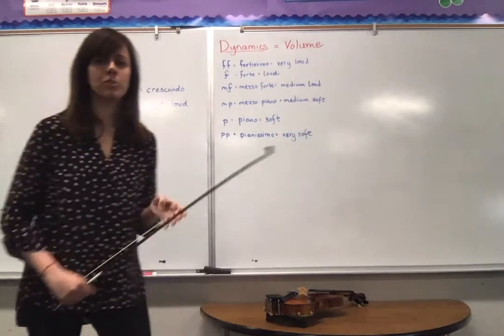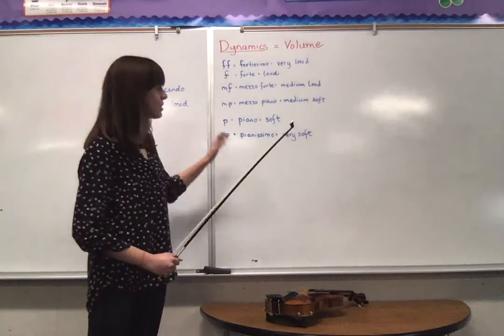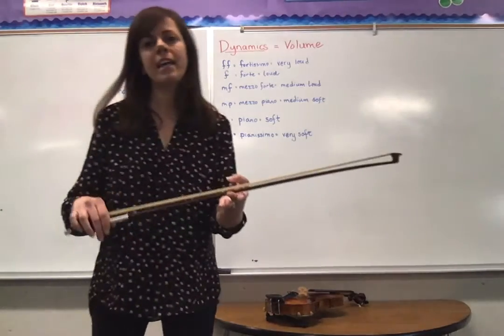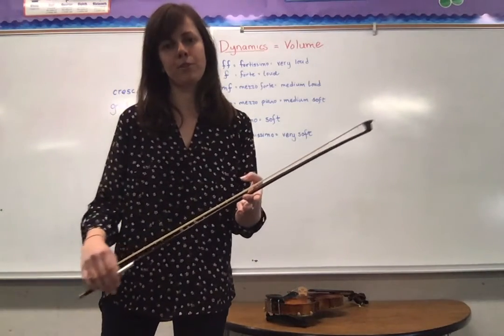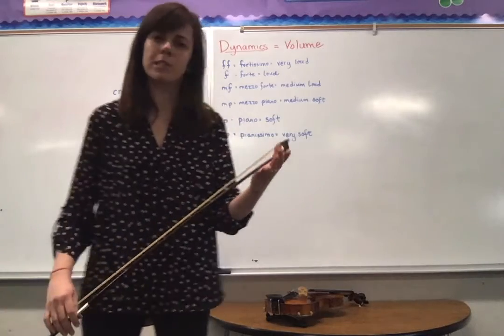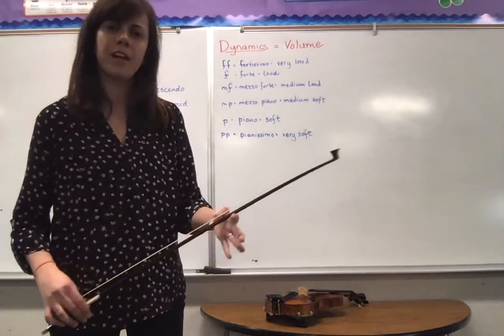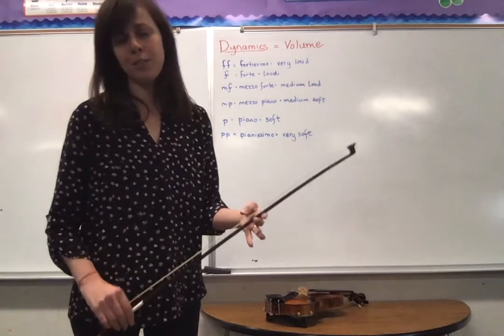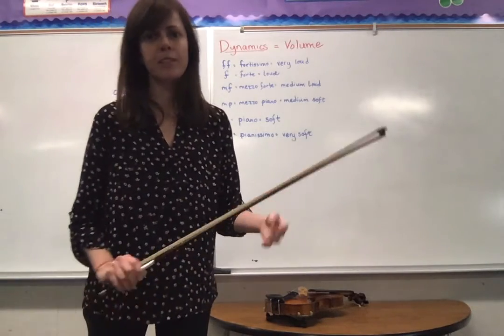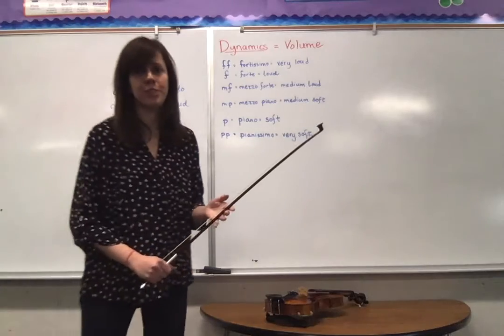Another thing that is going to help you to achieve the softer dynamics is playing in the upper part of the bow. So I don't know if you've noticed this, but the tip is much lighter than the frog. And so when you play in the upper half of the bow, it's easier to get a lighter sound. Now, you pretty much just do the opposite.